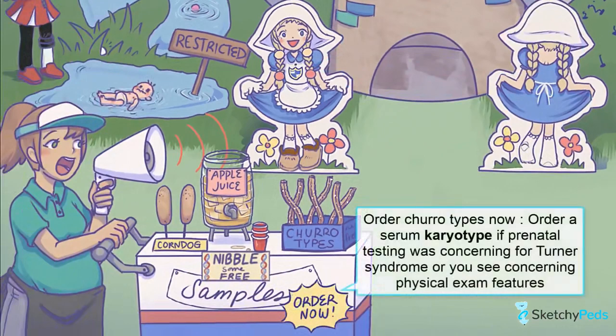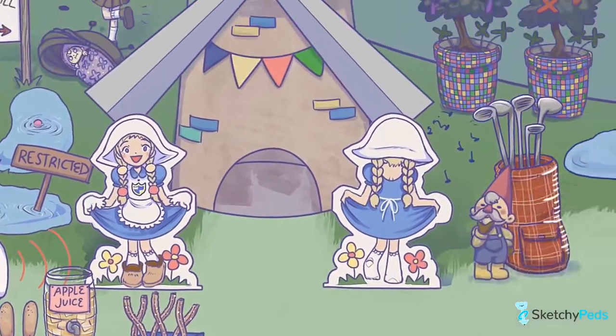If you see a newborn with lymphedema, or an older girl with short stature, especially if you see any of the other possible physical features of Turner syndrome, you may be heading towards a hole-in-one with your diagnosis if you send a karyotype to confirm your suspicion of Turner syndrome. Even if you have a prenatal diagnosis of Turner syndrome, you should still order a karyotype on the baby after birth to confirm the diagnosis.